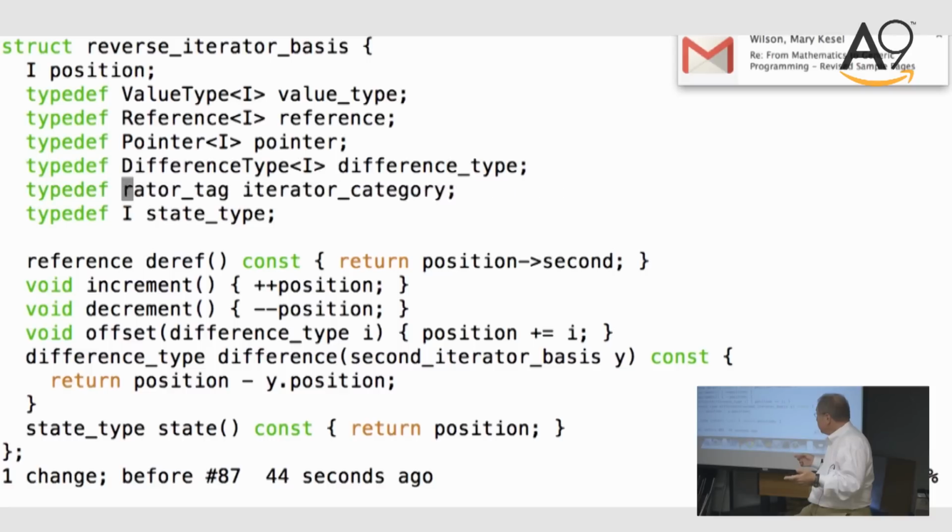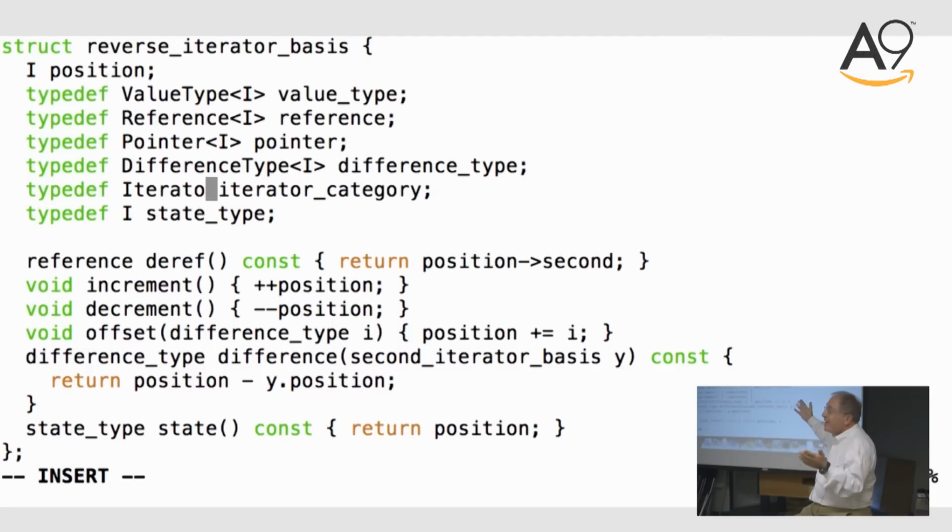So what should it be? It's trivial. Basically, Alex is saying we can do whatever the underlying iterator does, we can provide the same power in reverse. Whatever it does, it does. So let's do that.